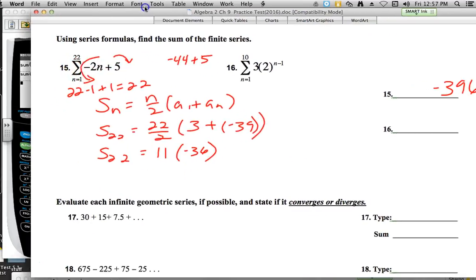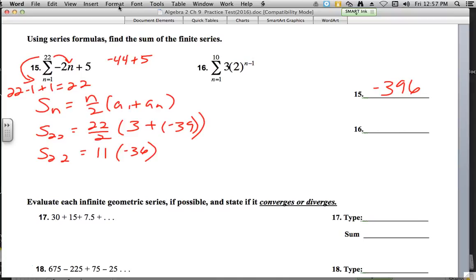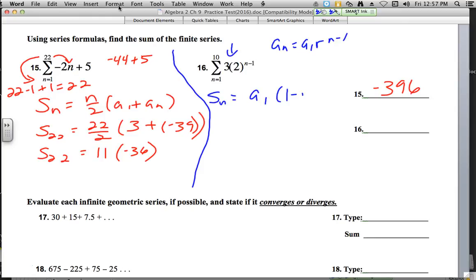So again, if you remember that for the test and you're able to punch that in, then you know that you have the answer right. But without the work, you're not going to get any points, so make sure you show the work. Number 16 I recognize as a geometric sequence because that's a sub 1 times r to the n minus 1. And while this formula is easier to work with, it is a bear to punch in. So be extra careful if you're going to use the calculator for this one. So I have 10 minus 1 plus 1, and that's going to give me 10 terms.